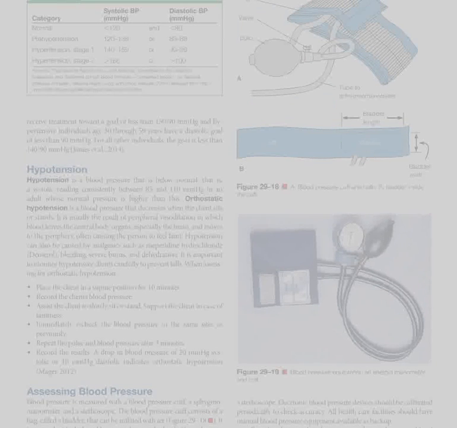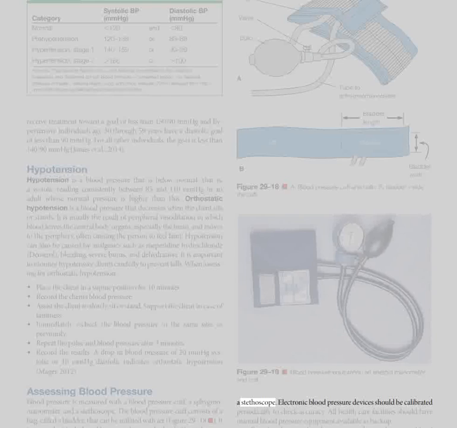Cuff, valve, bulb, tube to sphygmomanometer. Bladder length. Cuff bladder. Bladder width. Figure 29-18A, blood pressure cuff and bulb. B, bladder inside the cuff. Figure 29-19, blood pressure equipment, an aneroid manometer and cuff.